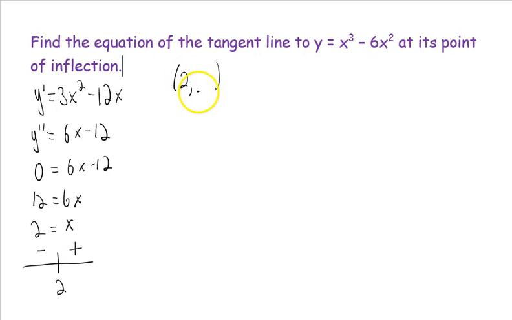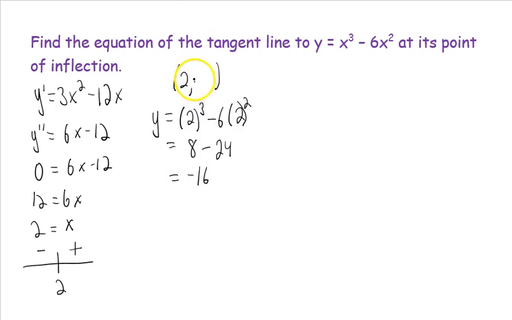I now need a y value, and where do we get that from? By plugging into the original. So I'm going to plug in the 2 for x. So 2 cubed minus 6 times 2 squared. And so 2 cubed is 8, and 6 times 4 is 24. And I'm going to get a negative 16. So my y value is now negative 16. I also need a slope, because all I've done so far is get a point. If you go back to the original screen, we get our slope from plugging into the derivative.